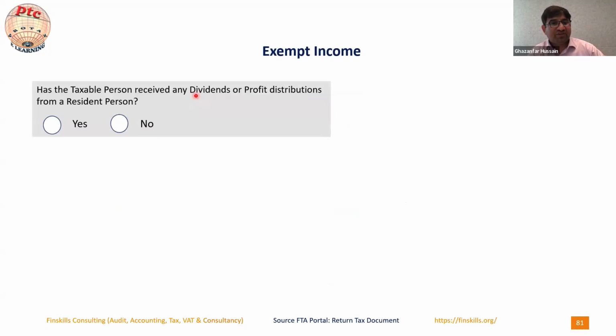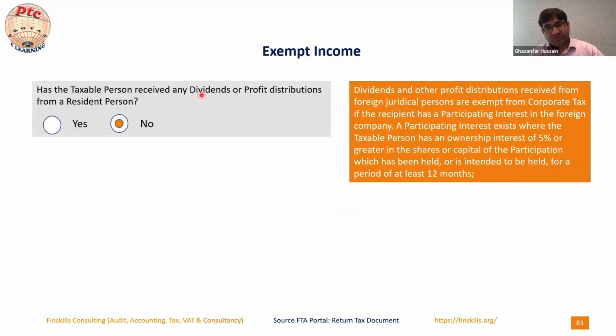Now, exempt income. We will see quickly the exempt income, dividend or the profit from a resident person. We already saw that the dividend or profit distribution from a resident person, a UAE company, is exempt because that will be paid after the corporate tax. If we receive it from a foreign juridical person, we have to see whether it meets the condition of the exemption or not, because the local one we already saw is exempt all the way, but from a foreign juridical person, we have to test the participation interest.